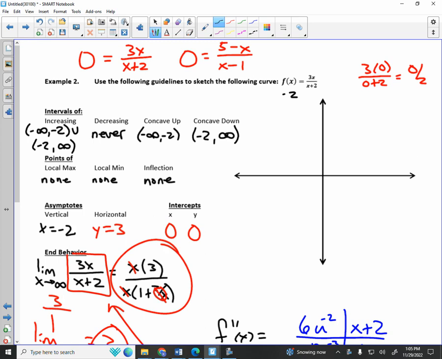I'm going to make an 8 by 8 graph. 2, 4, 6, 8, 10. Make a 10 by 10 graph, sorry. 2, 4, 6, 8, 10. We have a vertical asymptote of x equals negative 2.